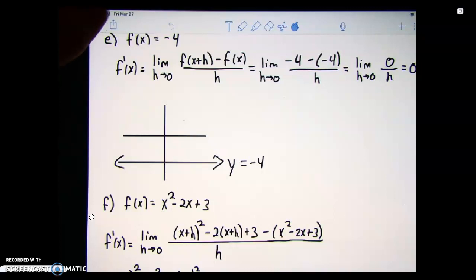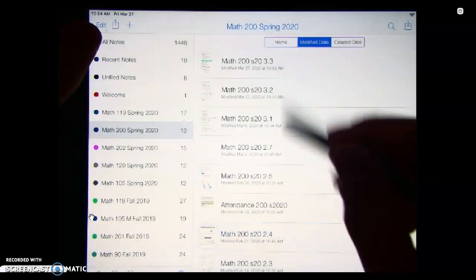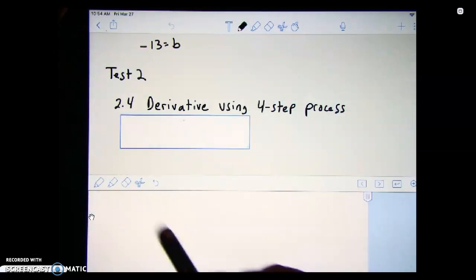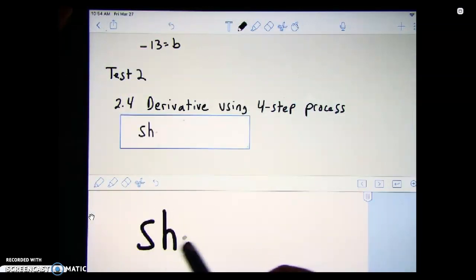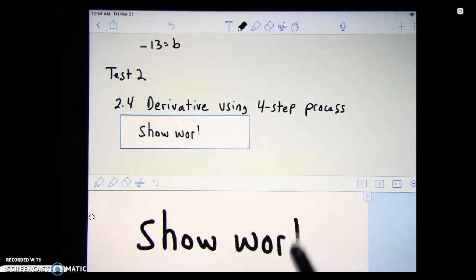There will be one problem for that. Just one question. For that problem, once you take the test through MyMathLab, I'm asking you to turn in your work. So for that problem, I need to be able to see your work. I need to see you use that limit process. Okay.